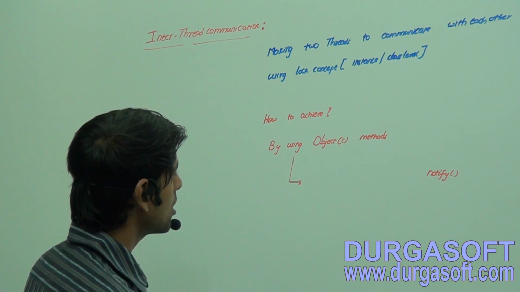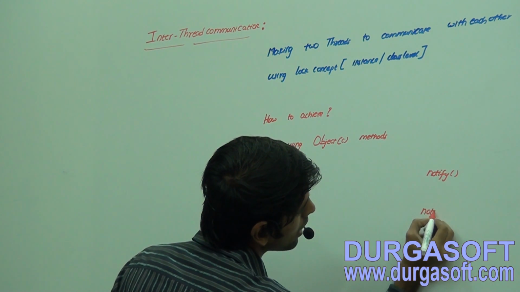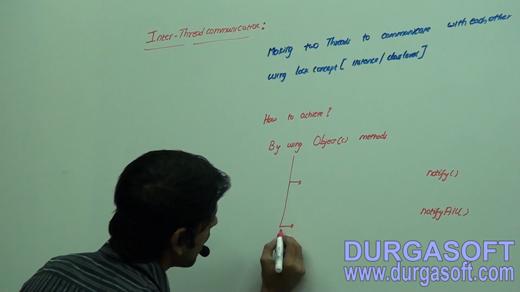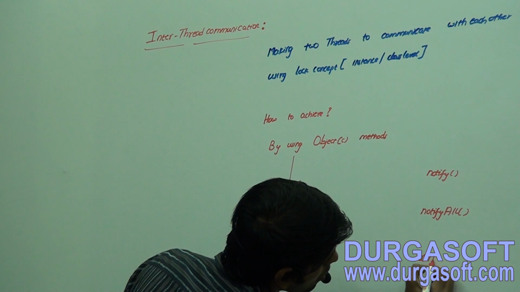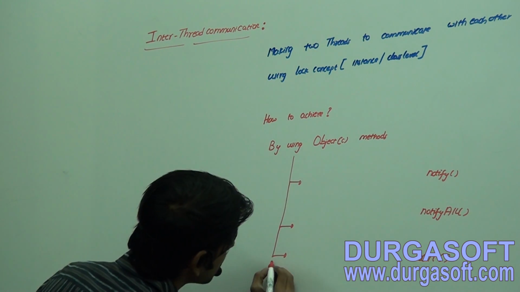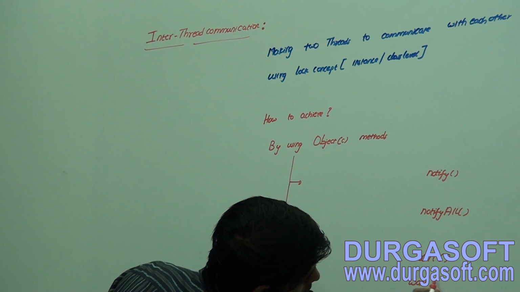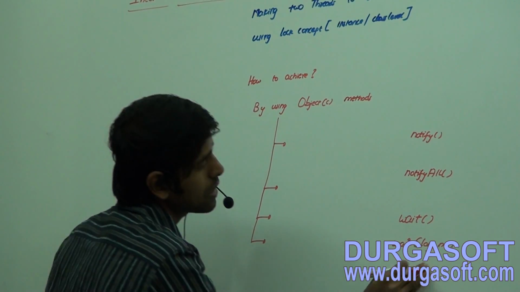The other method is notifyAll. And the other 3 methods are so simple. The wait method, which has no argument, and the other wait method, which has a long argument, that is long milliseconds.